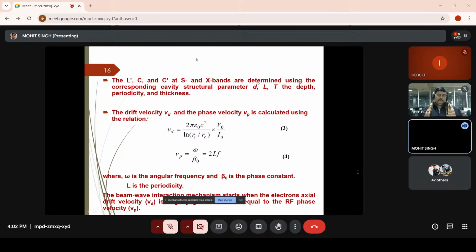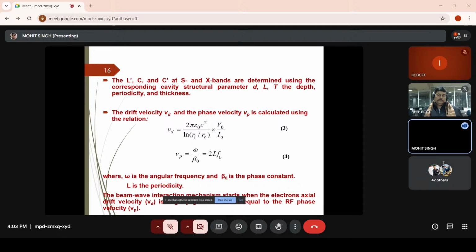And you can see in the formula of phase velocity, it is 2LF, where L is the period or periodicity at which the discs are kept. With this formula, if you equate VD and VP, the VD drift velocity is directly related to the applied voltage, the anode current, and the RI and RC values. We can easily calculate the VD if we know the applied voltage, if we are able to calculate the anode current, if we have our RC value, that is the radius of the cathode, and the inner radius of the SWS.